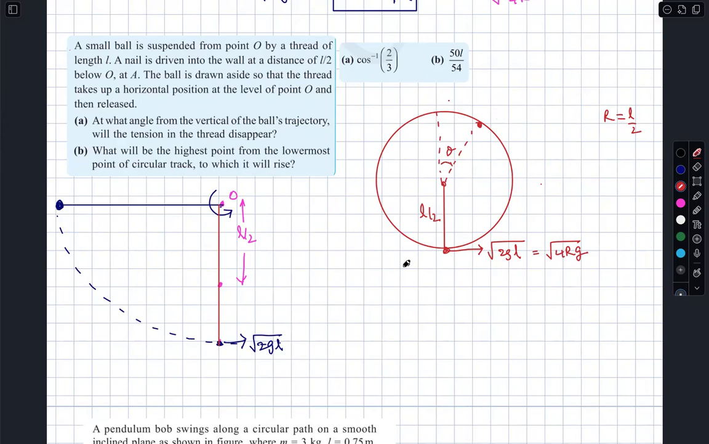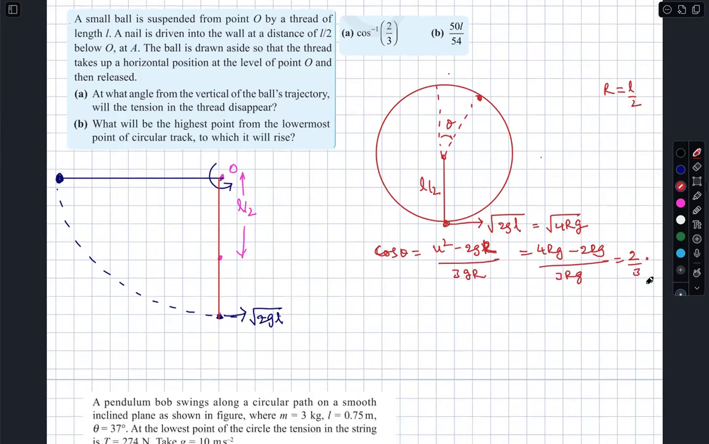Can you please tell me what is the formula for this? Cos theta is equal to u square minus 2gr by 3gr. Do you remember this? Cos theta equals 4rg minus 2rg by 3rg, which is nothing but 2 by 3. So theta is cos inverse 2 by 3.